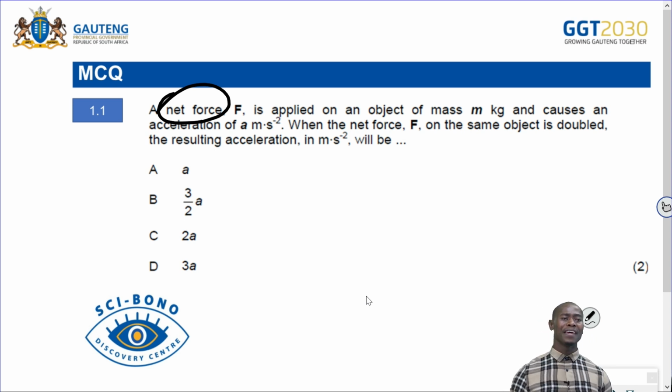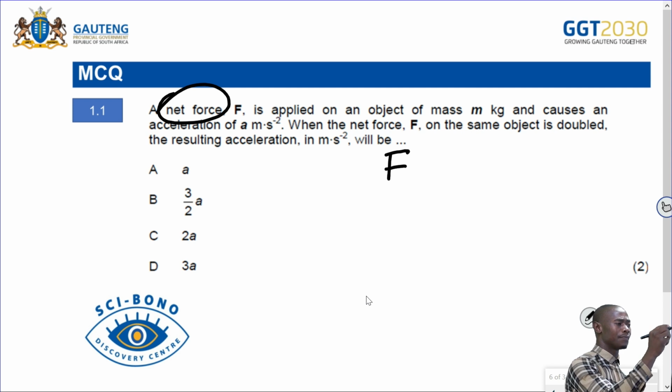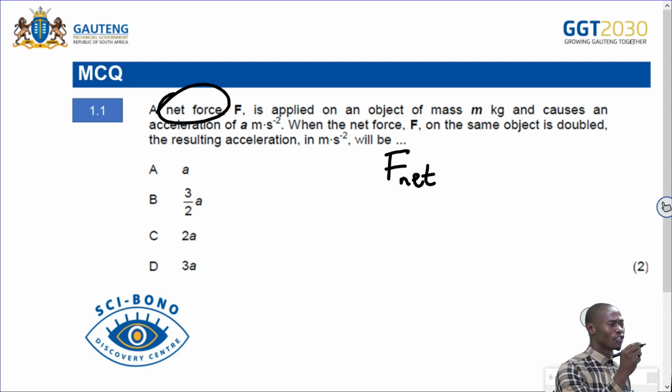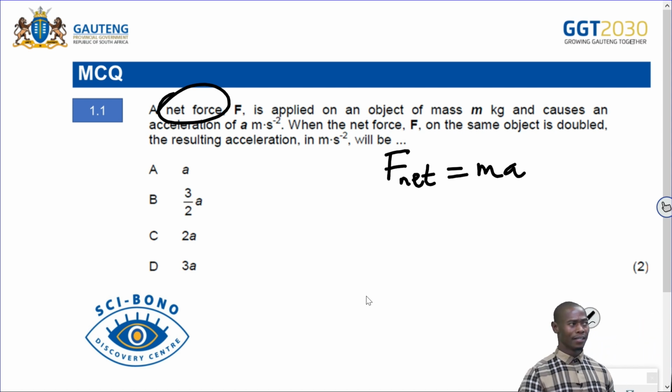So when the net force F on the same object is doubled, the resulting acceleration in meters per second squared will be. So we need to find out what will happen now if the net force is doubled. First thing, they are talking about the net force. There is mass, there is acceleration. So for the original object, F net equals ma.